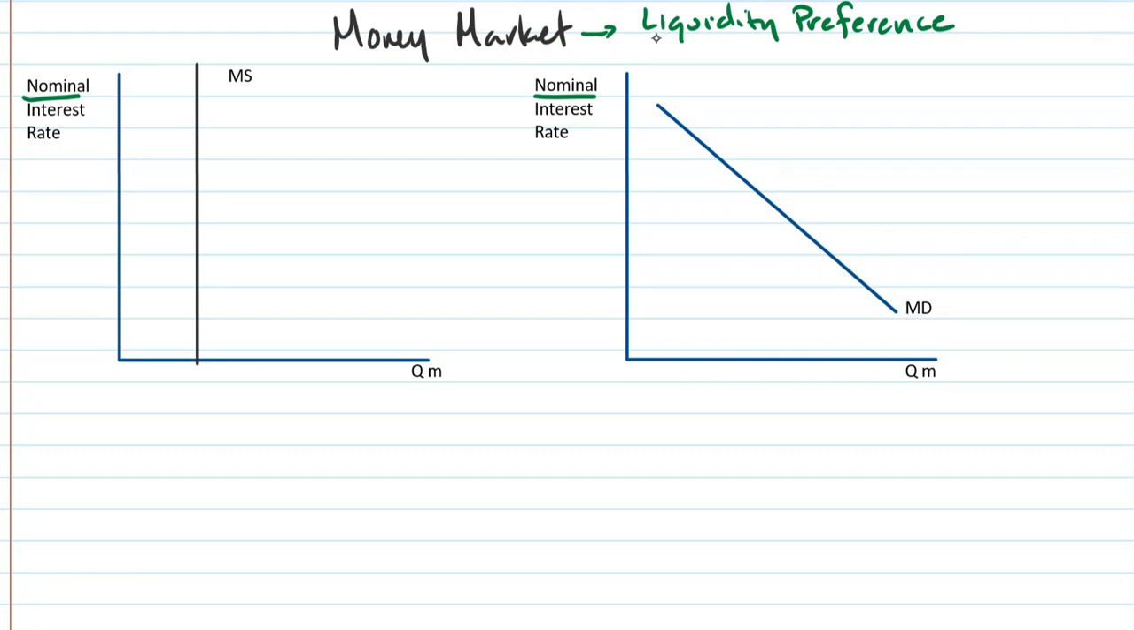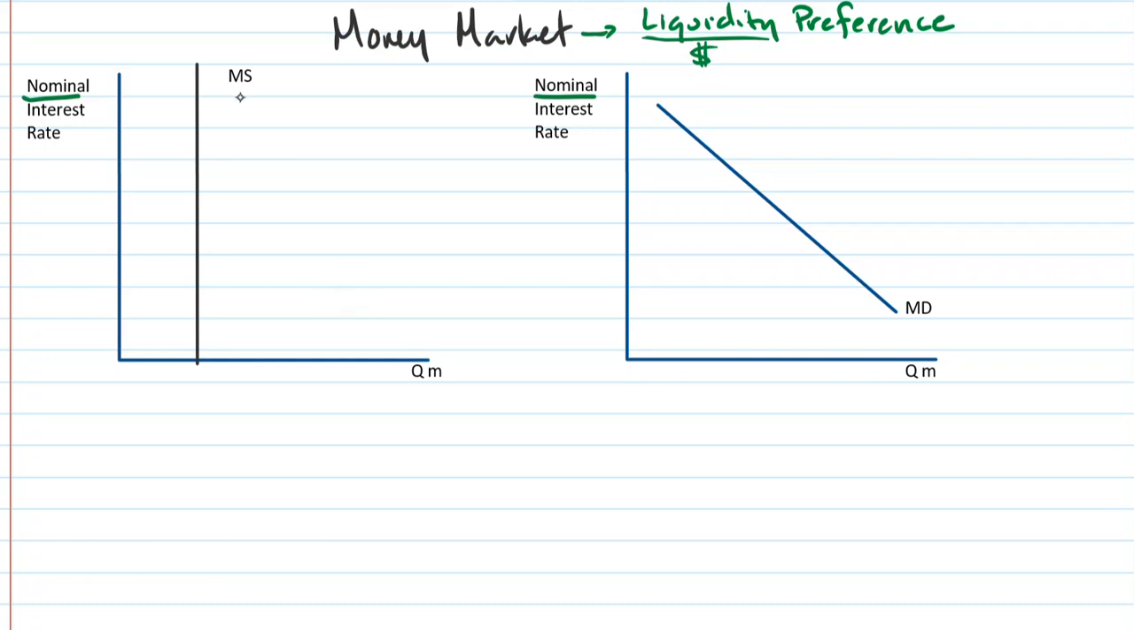But liquidity is the desire of individuals to hold cash or to have cash. So this is the liquidity preference model. How badly do we want to hold cash, and how does that affect our interactions with this market? So let's start with the money supply.